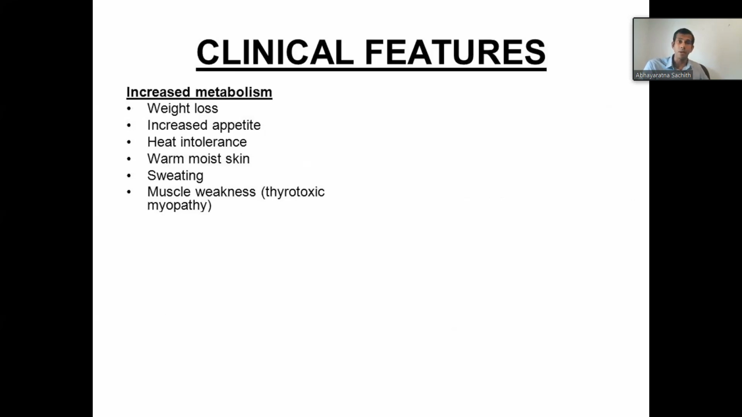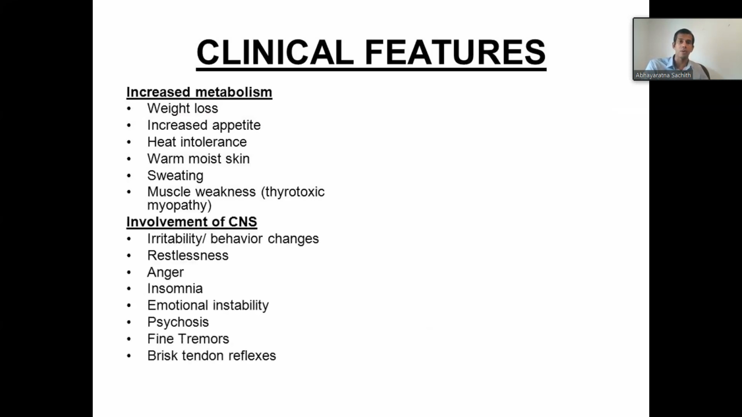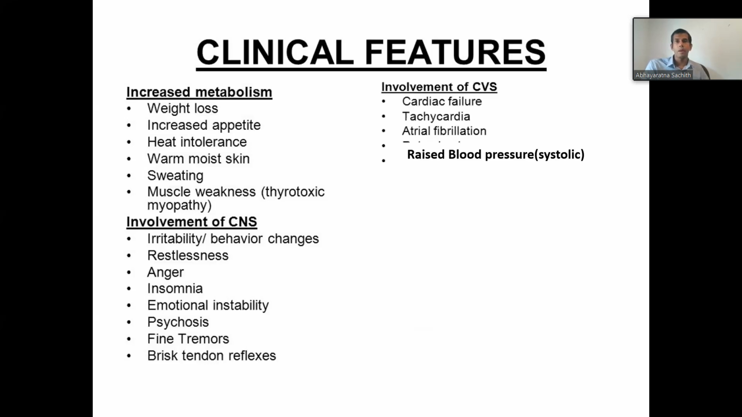And then in terms of metabolism, it causes weight loss, increased appetite, heat intolerance, and the skin will be warm and moist, with sweating. There will be muscle weakness, mainly in the proximal muscle areas. We call that thyrotoxic myopathy. And then there are a lot of central nervous system related changes. These patients are irritable, restless, they get angry more often, have difficulty sleeping, and have emotional issues as well. Fine tremors and brisk tendon reflexes you can elicit when you examine these patients.